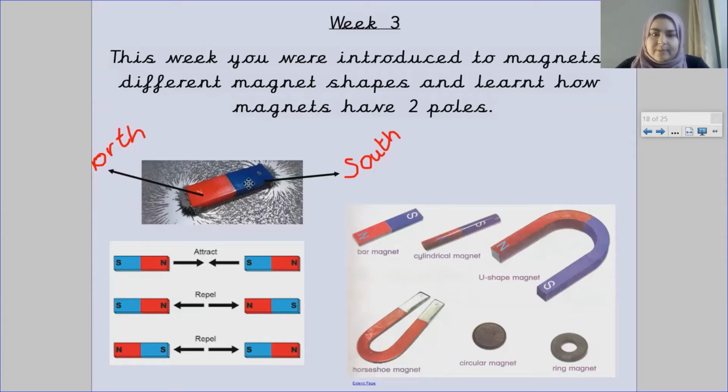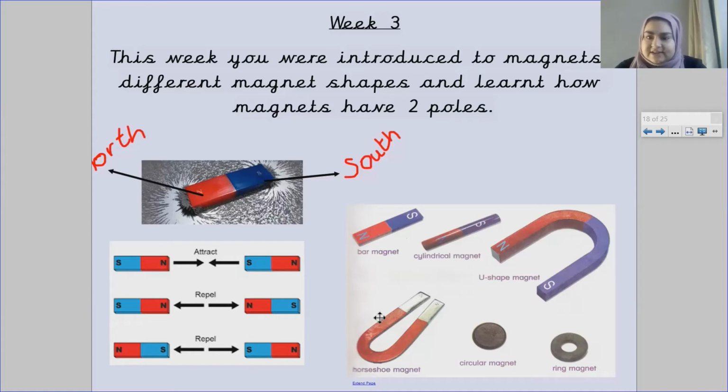So here you've got a magnet. The red side is the north side and the blue side is the south side. Then if you look at this picture, it shows when you have 2 opposite sides of the magnet coming towards each other, they attract. When you have 2 of the same sides of the magnet touching each other, they repel. The magnetic fields don't allow them to attract.